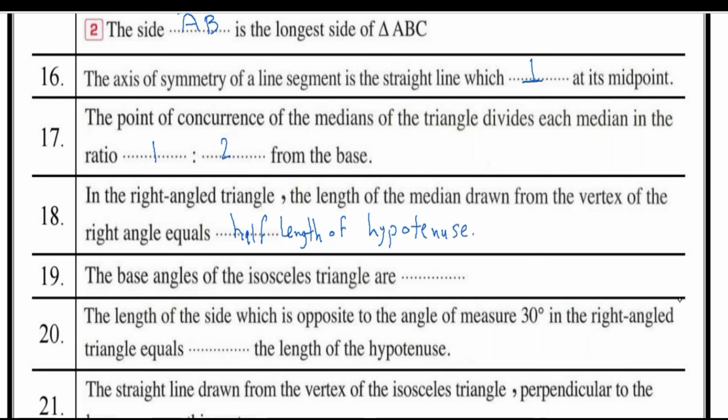The base angles of an isosceles triangle are congruent, meaning equal in measure. The length of the side opposite the angle 30 in a right triangle is equal to half the length of the hypotenuse.